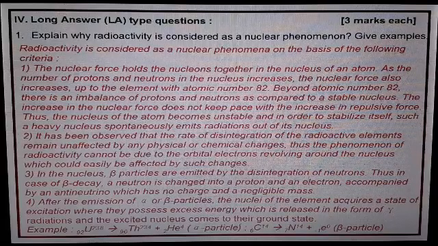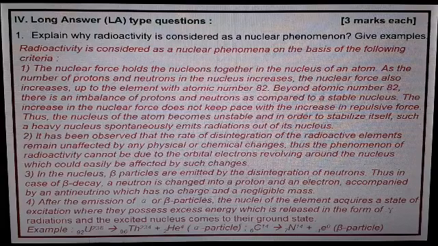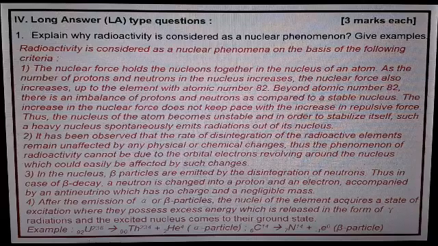Second, it has been observed that the rate of disintegration of radioactive elements remains unaffected by any physical or chemical changes. So any physical or chemical changes do not affect the disintegration of the radioactive element. Thus, the phenomenon of radioactivity cannot be due to the orbital electrons revolving around the nucleus, which could be easily affected by such changes. Third one, in the nucleus, beta particles are emitted by disintegration of neutrons.